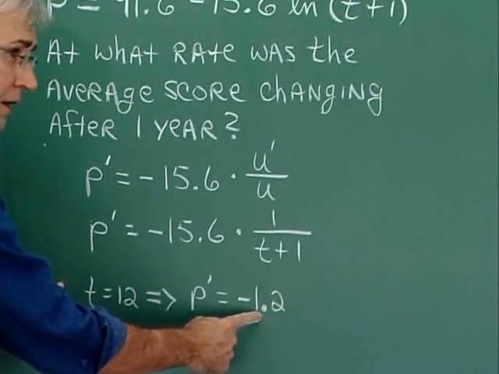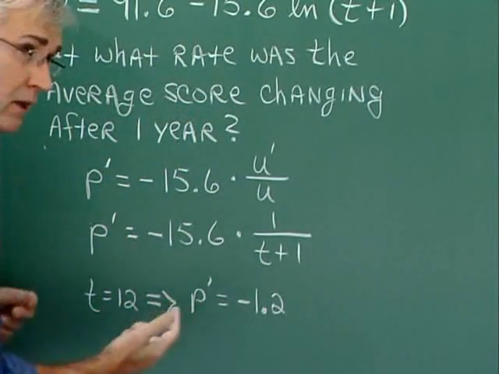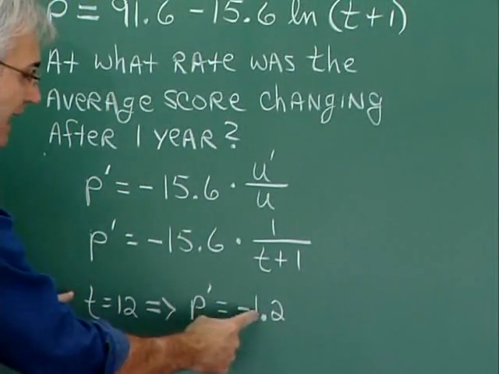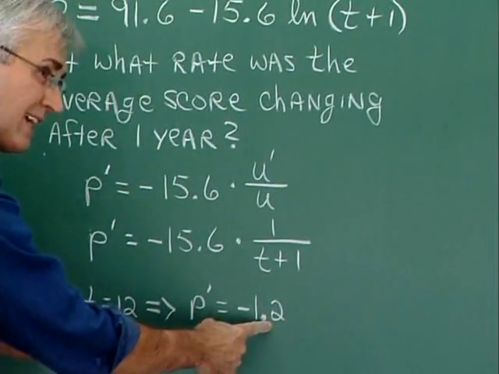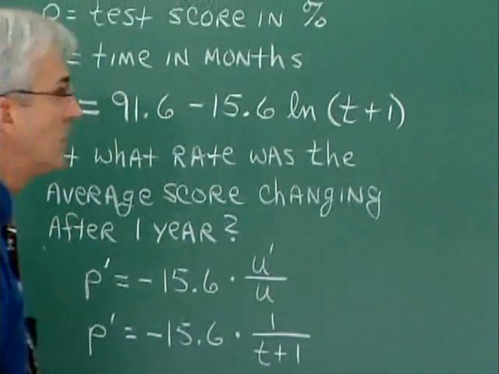So the decline, the rate at which the memory is being lost, is negative 1.2% per month at that point in time. Take a look at this.